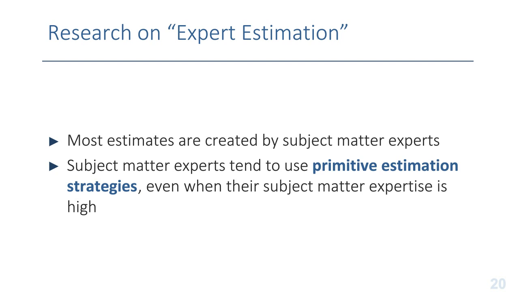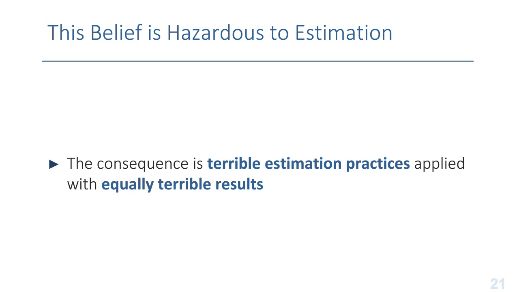There's interesting research on expert estimation, which is that when organizations have someone create estimates, they typically don't assign people who are experts in estimation. It's much more common for them to assign people who are subject matter experts. And I think this is a natural assumption that the person who knows the subject the best would also be the best to estimate it well. But what we found is that even people who have high expertise in the subject they're estimating tend to use simple, or I would say primitive, estimation strategies even when their subject matter expertise is high. And so while they might know a lot about the subject, they don't necessarily know very much at all about estimation, and so the estimates end up being poor, not due to a lack of subject matter expertise, but due to a lack of estimation skill.